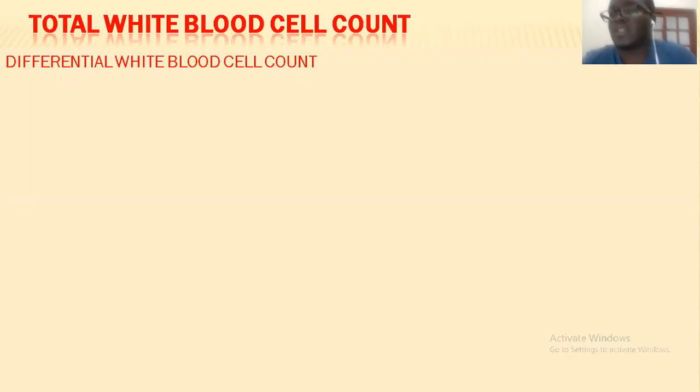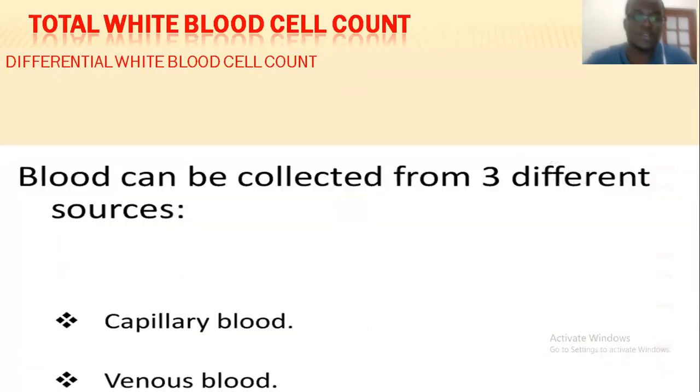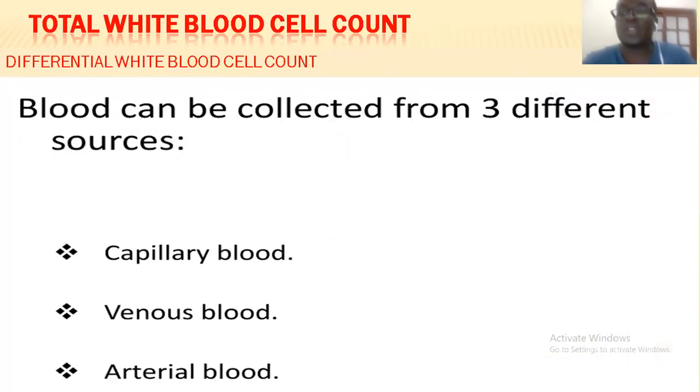So you're going to make a special slide, which is called a smear. And on this smear, you're going to count about 100 cells. Out of those 100 cells, you need to know how many were neutrophils, how many were basophils, just like that. So you're talking about differential white blood cell count. Let's start. You need to collect your blood sample. There are 3 different sources where you can get your blood sample for differential white blood cell count. You can have capillary blood, you can use venous blood or arterial blood.